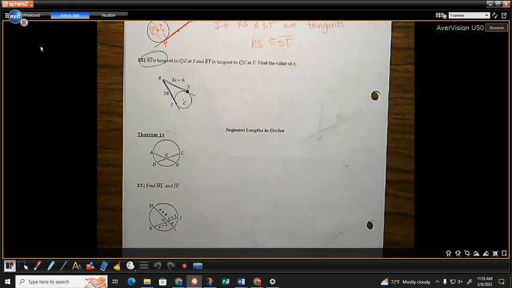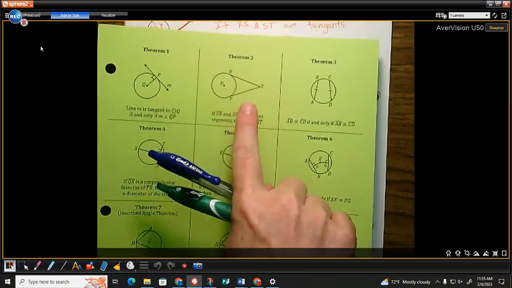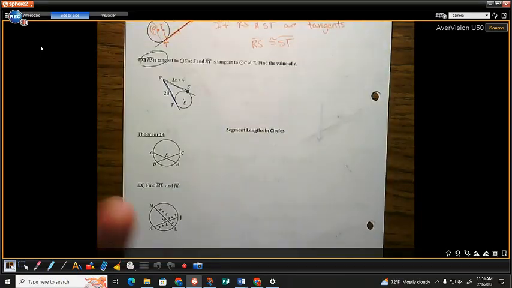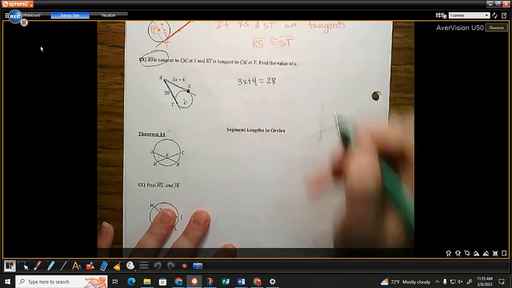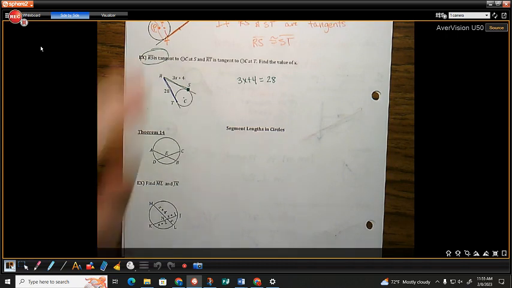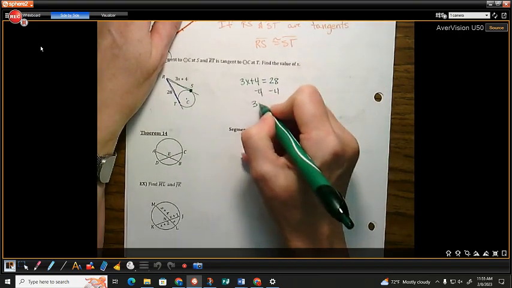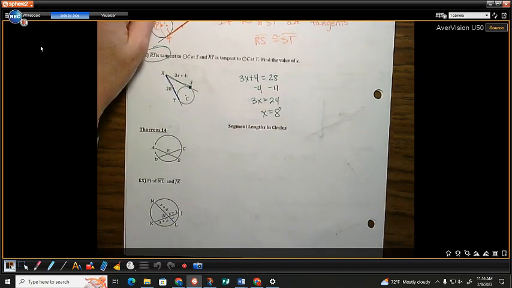Now, if you weren't sure what to do with this, you would look at your formula chart and try to find a picture that kind of looks like it and see if it tells you anything. And when you look at it, what does it tell you happens when you have two tangents? The parts outside are congruent. So you could say 3x plus 4 would have to equal 28, if congruency implies equal lengths. I hope you can solve something that incredibly complicated all on your very own. Okay? And x would be 8.